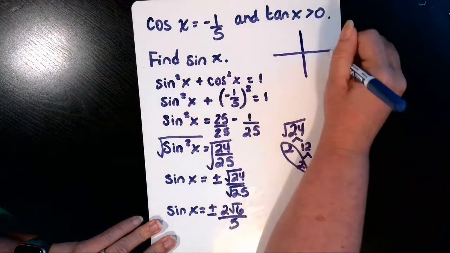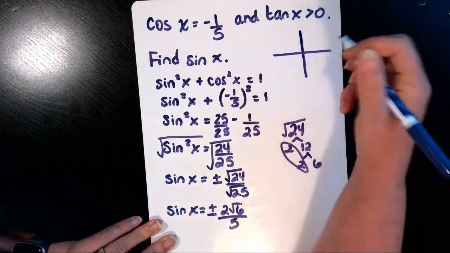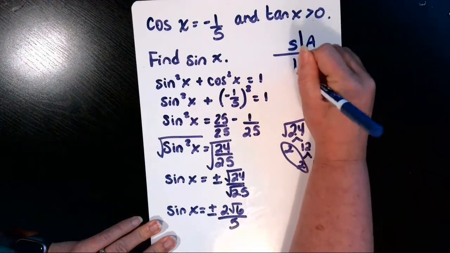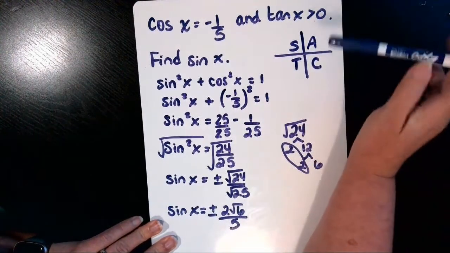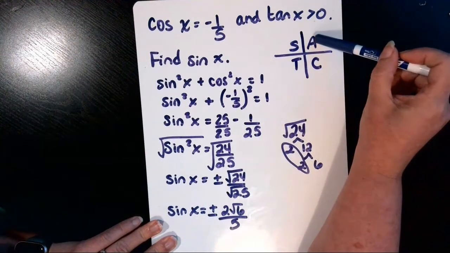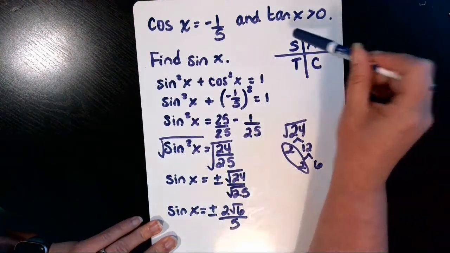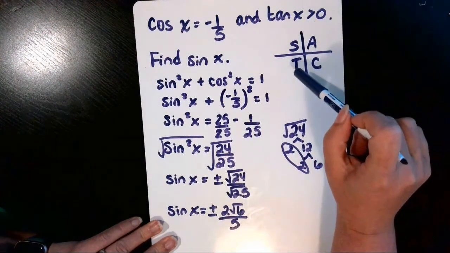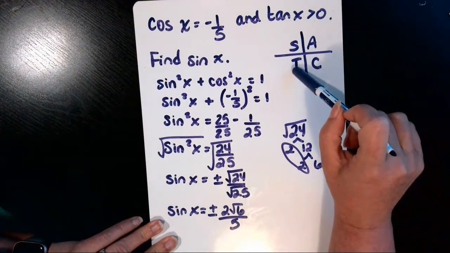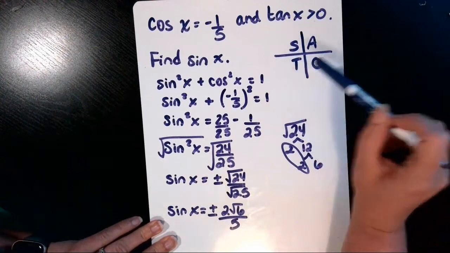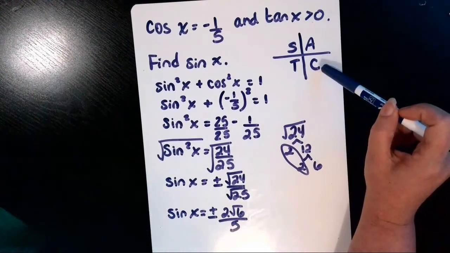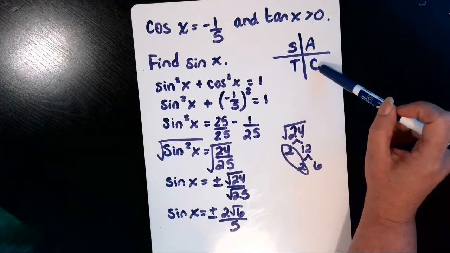And if you remember the acronym we learned earlier in the unit, all students take calculus. A stands for all 6 trig functions positive. S is sine and its reciprocal cosecant are positive in quadrant 2. T is tangent and its reciprocal positive in quadrant 3. And then C is cosine and its reciprocal secant positive in quadrant 4.